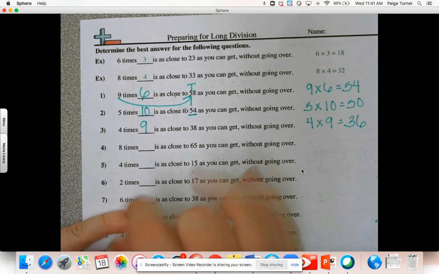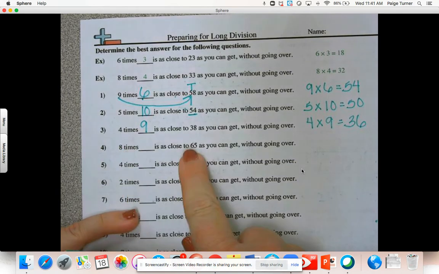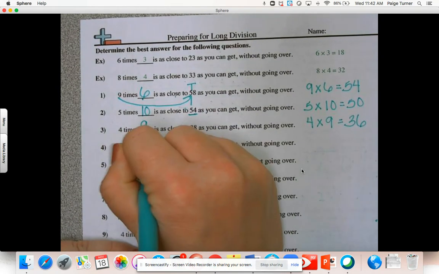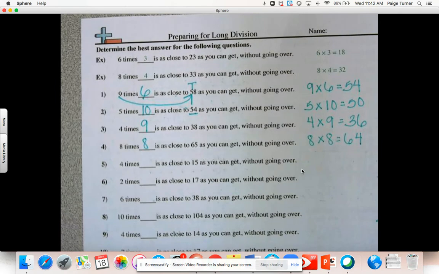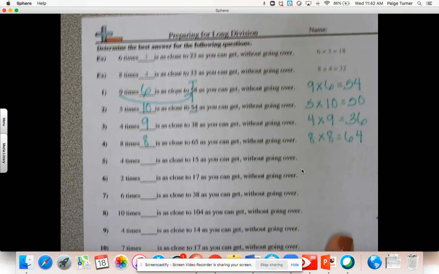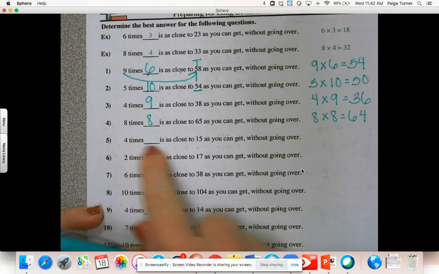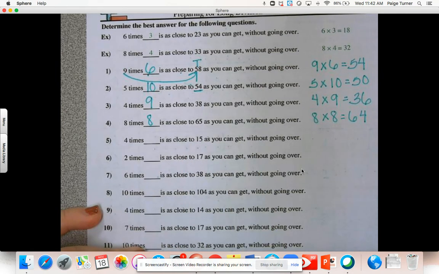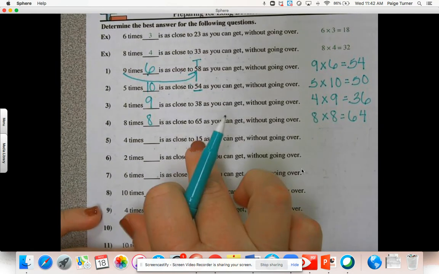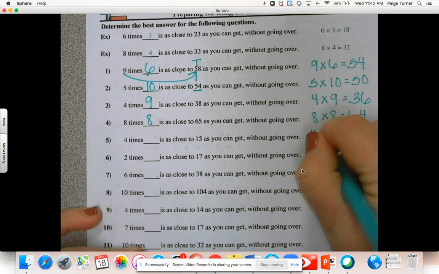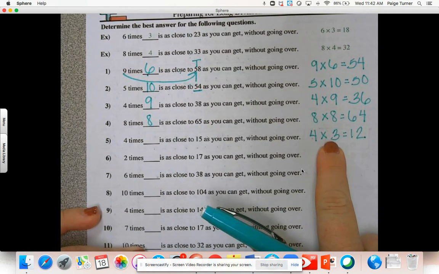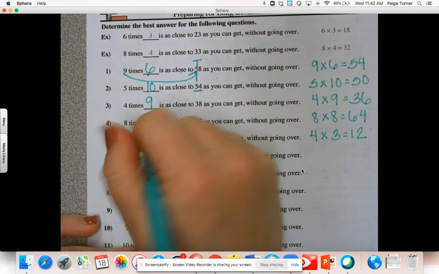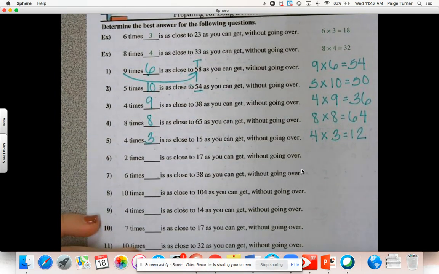Well, we know that 8 times 8 is 64, and we're trying to get close to 65. So we would say 8 times 8 equals 64. That's as close as we can get to the number 65 when we're counting by 8s without going over 65. Look at number 5 here. 4 times blank is as close to 15 as you can get without going over. So 4 times what number is going to get you close to 15? 4 times 3, right? Because 4 times 3 is 12. If you do 4 times 4, that's 16, and you just went over 15. So 4 times 3 is as close as you can get to 15.